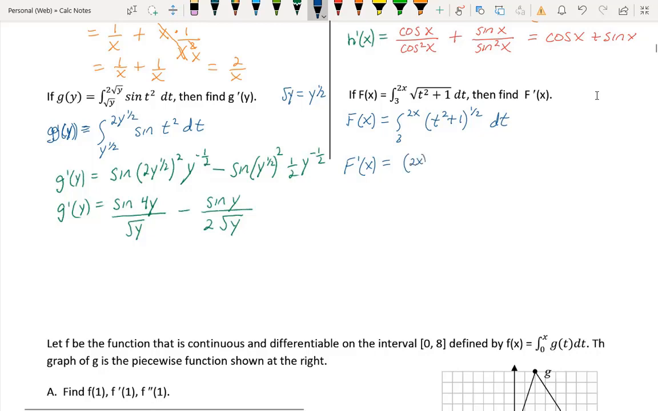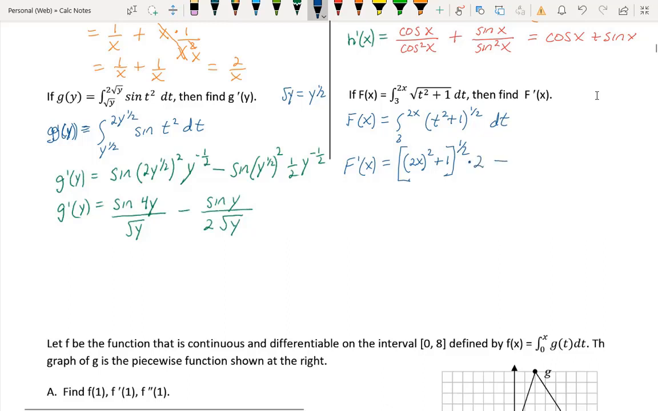(2x) squared. So I might need another set of parentheses out here. Plus 1. And that whole thing is raised to the 1/2 power. So that's just plugging it in. Now I have to multiply this by the derivative of the upper limit, so that's times 2.